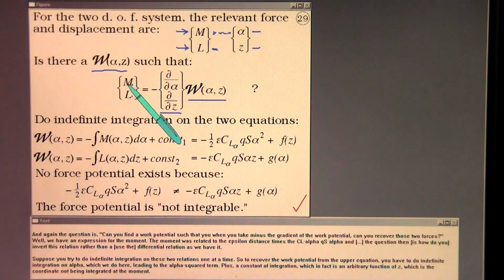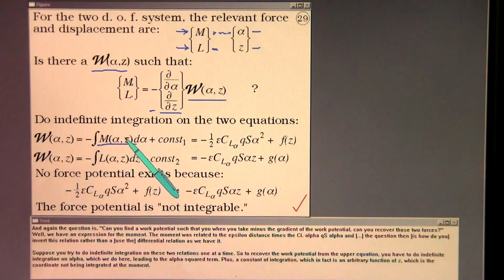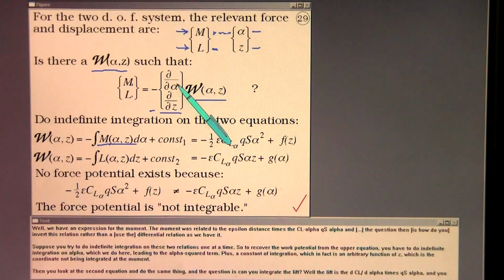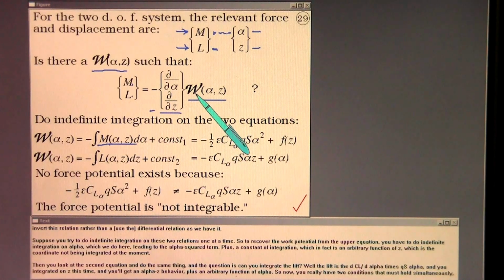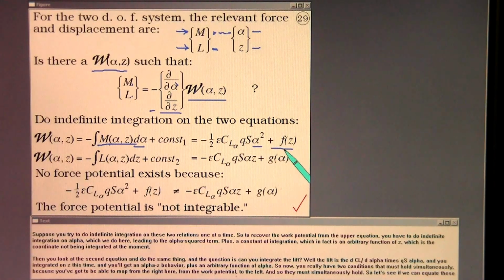Well, we have an expression for the moment. The moment was related to the epsilon distance times the CL alpha QS alpha. And the question then, if you try to invert this relation rather than a differential relation as we have it, suppose you try to do indefinite integration on these two relations one at a time. So to recover the work potential from the upper equation, you have to do indefinite integration on alpha, which we do here, leading to the alpha squared term, plus a constant of integration, which in fact is an arbitrary function of z, which is the coordinate not being integrated at the moment.